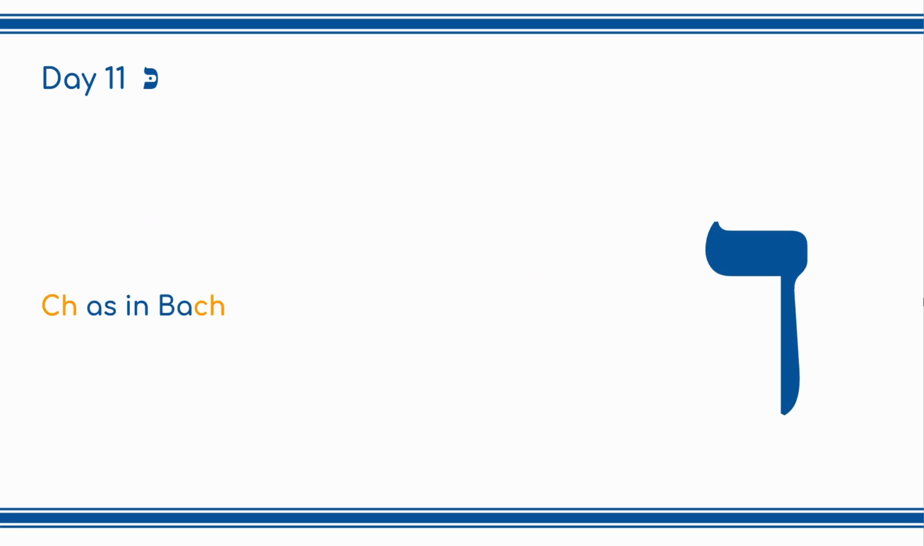And the other thing you should keep in mind is that when it's in this form, it's going to make the ch sound. So it won't ever make the K sound. It won't make a k sound. It will only make the ch sound. So when chaf is at the end of a word and it's in this form, it will make a ch sound.